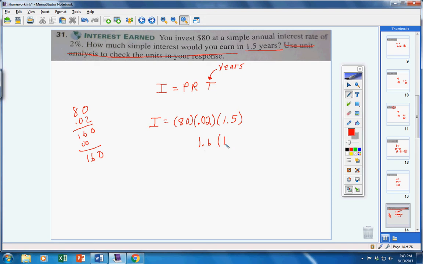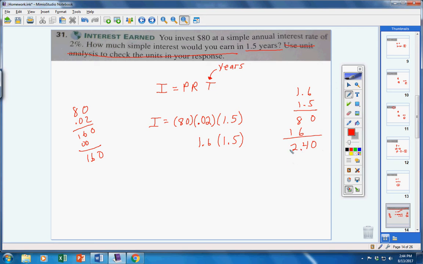1.6 times 1.5. Okay? So 1.6, 1.5, 30, carry your 3, that's an 8. 6 times 1 is 6, 1 times 1 is 1. Combine those. And then, how many decimal places do I have here? 1. How many here? 1. 1 plus 1 is 2, so I go over 2 places.